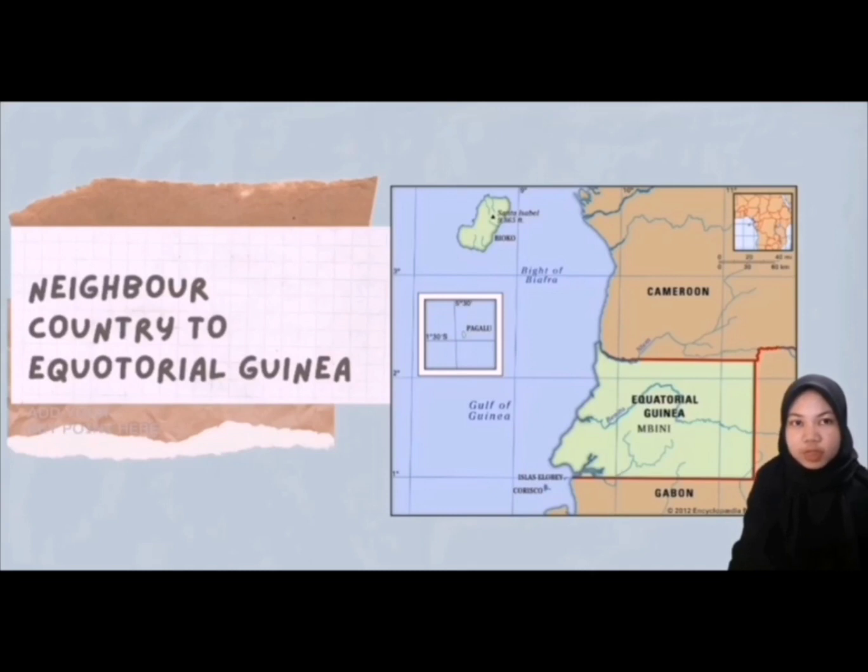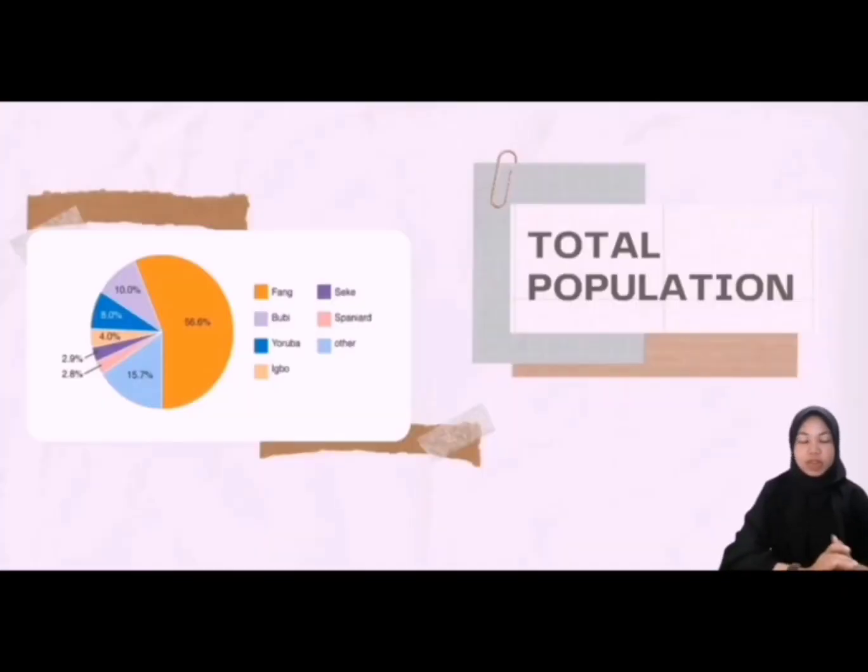Today I would like to share about the neighbor country to Equatorial Guinea. Equatorial Guinea is situated in Central West Africa, bordering the Bight of Biafra, which is the Atlantic Ocean. Between Cameroon and Gabon, it shares a maritime border with Nigeria, Sao Tome and also Principe. Next, let's move to total population in Equatorial Guinea.